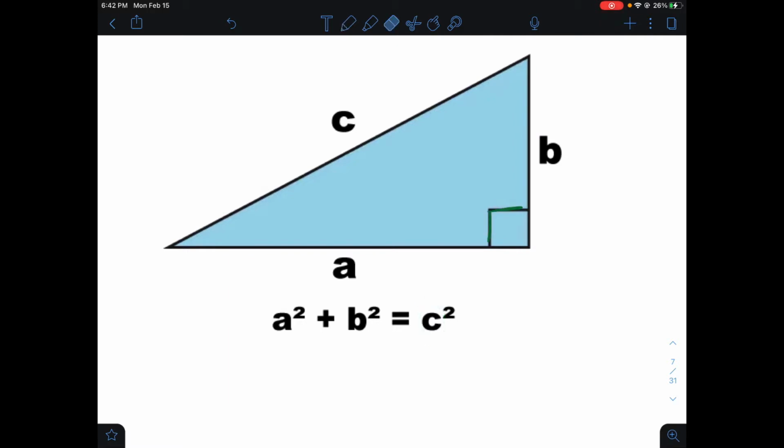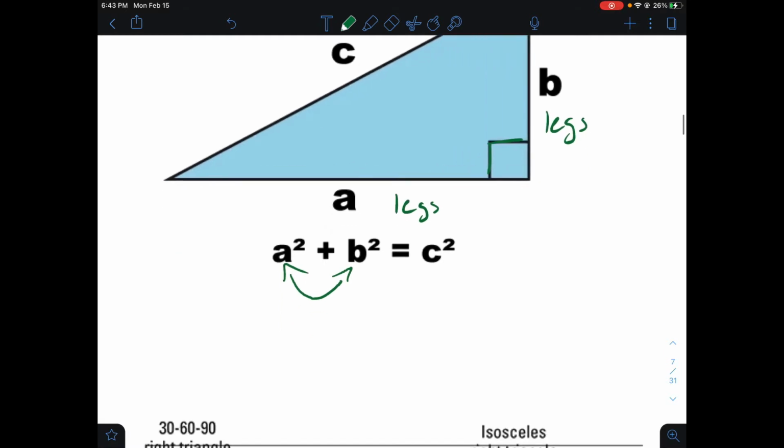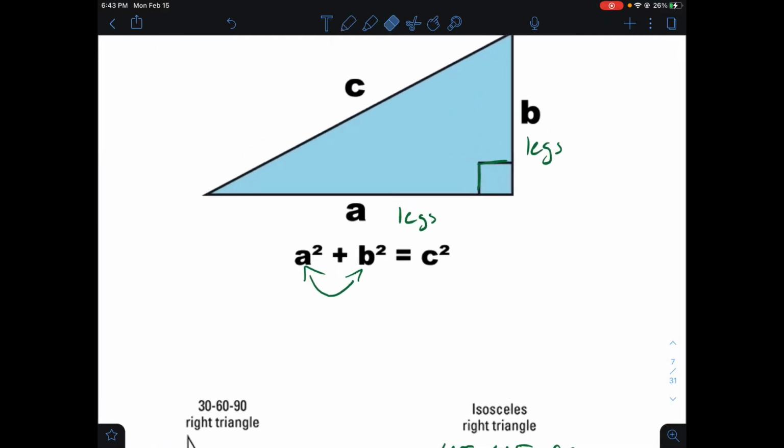And it doesn't matter which one you label a or b. These are called the legs. Because of the commutative property, it could be b squared plus a squared or a squared plus b squared. They mean the same thing. So it doesn't matter which one you label a and b, you just have to make sure you specify which leg is which. So let's go ahead and do a couple of examples.